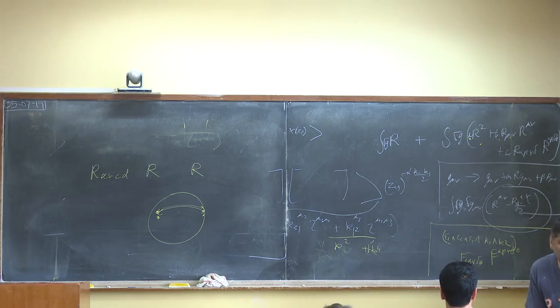Because it will not contribute to three graviton scattering. Okay? On the other hand, once we calculate 4 graviton scattering, we will then gain access to terms that scale like Riemann to the 4. When we compute 5 graviton scattering, we'll get access to terms that scale like Riemann to the 5, and so on.